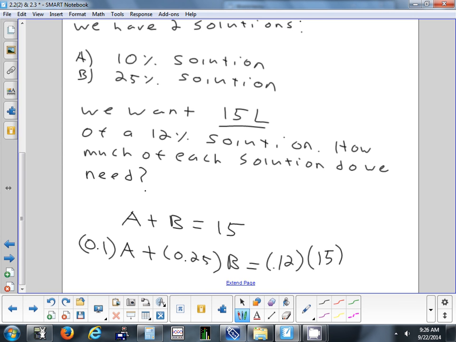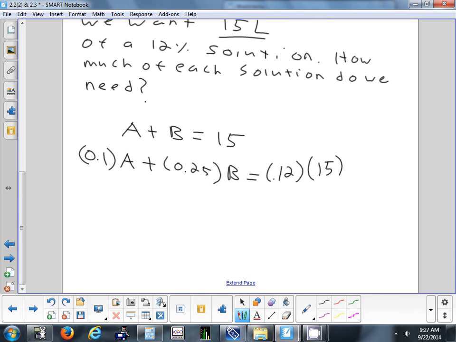If this was like the example I had given you with the rubbing alcohol, this second equation actually tells you how much pure alcohol from solution A, because it's only a 10% strength, how much pure alcohol from solution B, and then how much pure alcohol we're going to have when we're done. Because it's 15 liters, but only 12% of it is the strength.